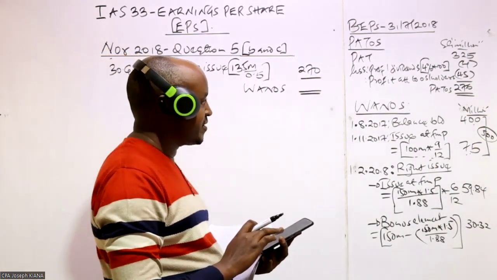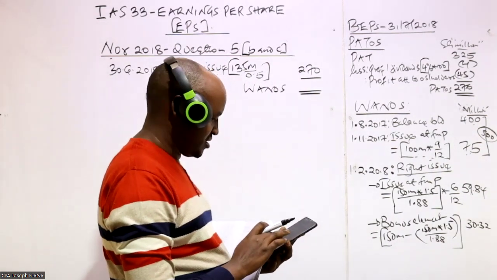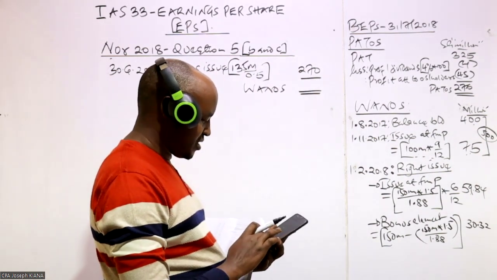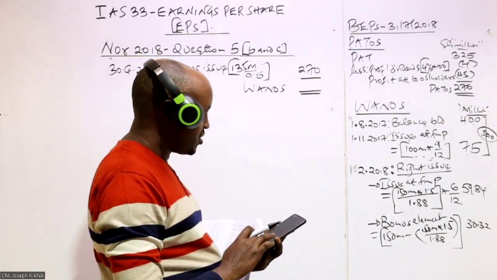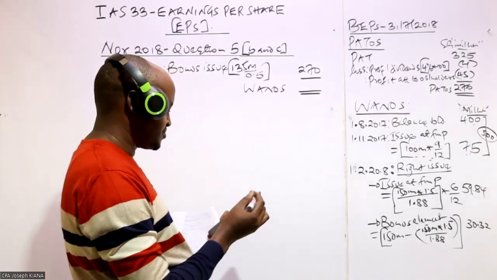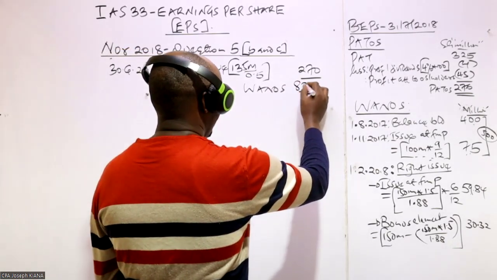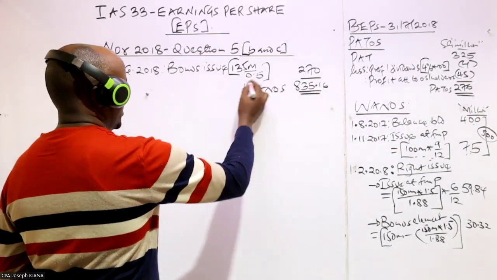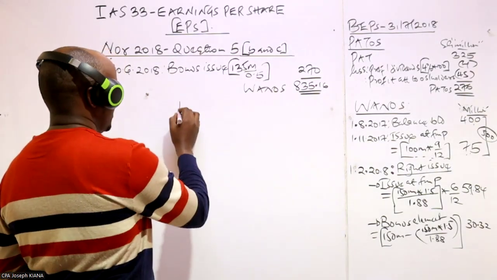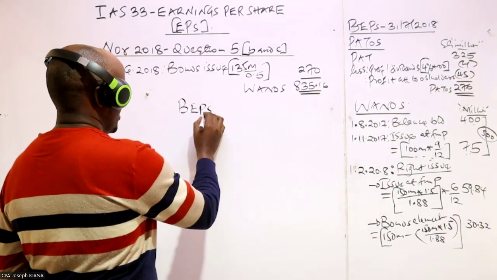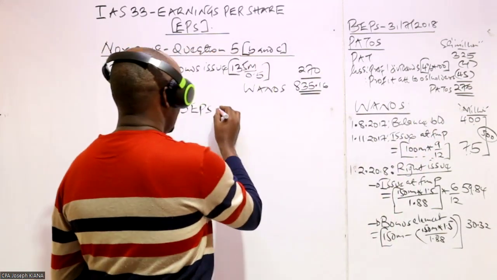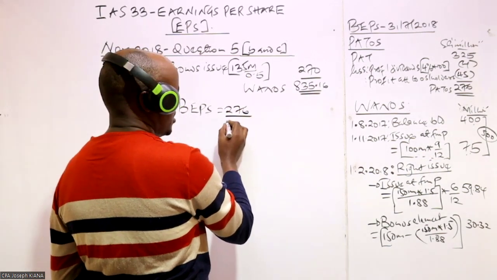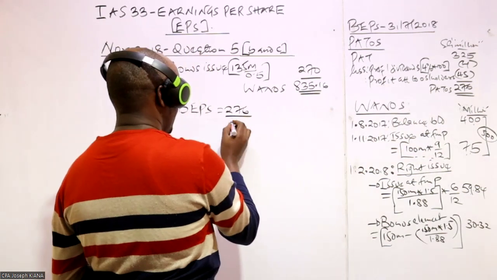So we have 400 plus 75 plus 59.84 plus 30.32 plus 270, which will give us 835.16. So that is the weighted average number of ordinary shares. And take into account we already have the PATOS. We need to proceed and compute the basic earnings per share, which will be 276 divided by this.